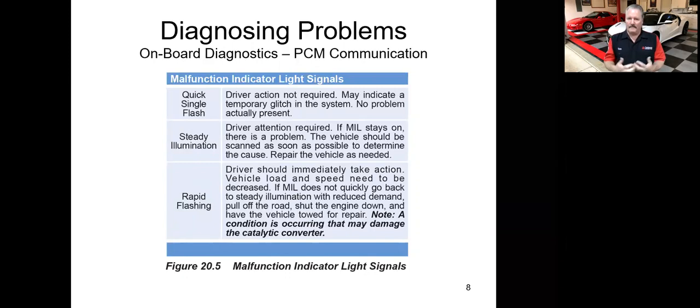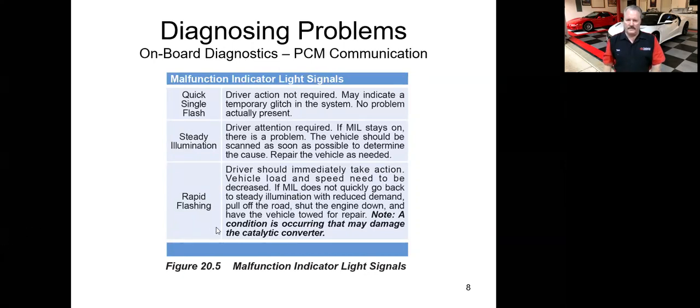If it's on all the time, that means we need to plug in a scanner and find out what code is in that particular system. If it's rapidly flashing, you should probably stop the car at that point. That means there's something pretty doggone severe going on. It's pretty rare to have one that's constantly flashing. Most of the time they'll come on, and sometimes they'll come on and go off, and come on and go off. You still need to have those checked out.